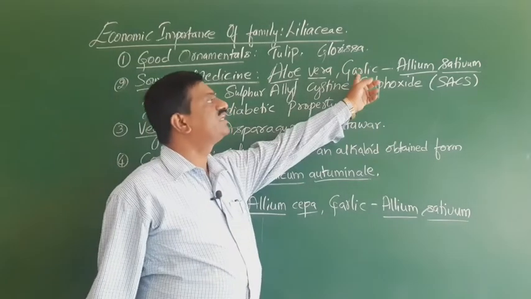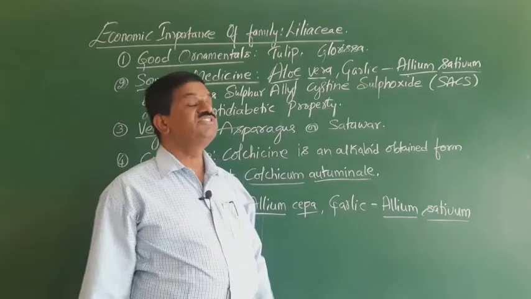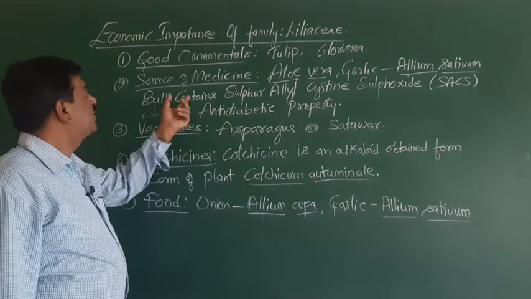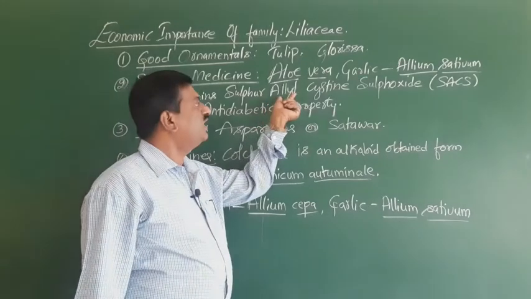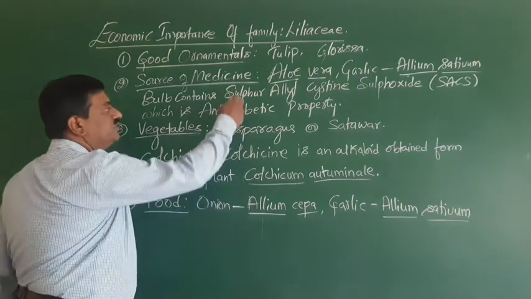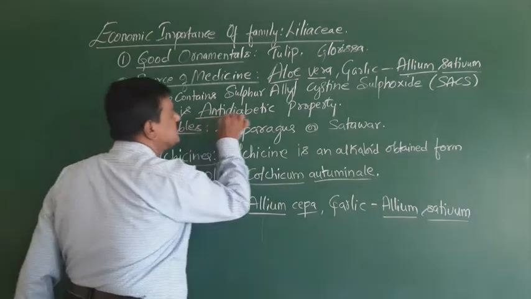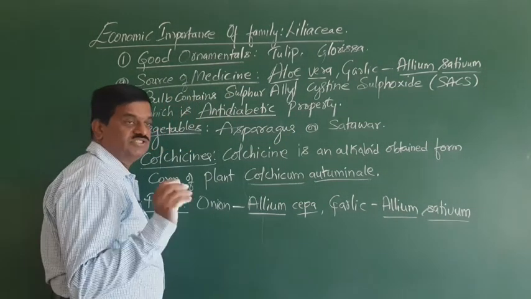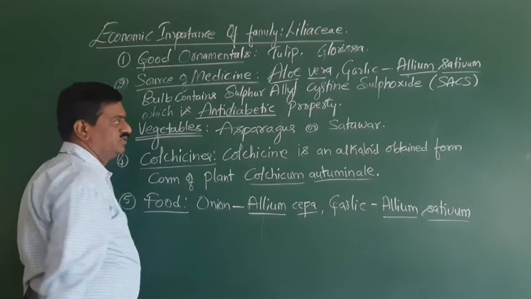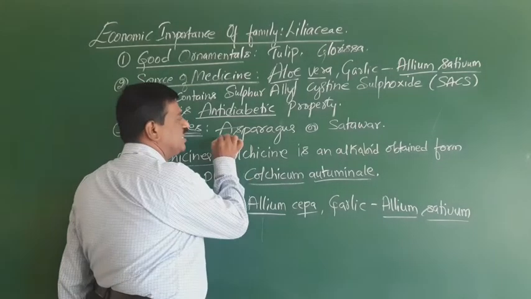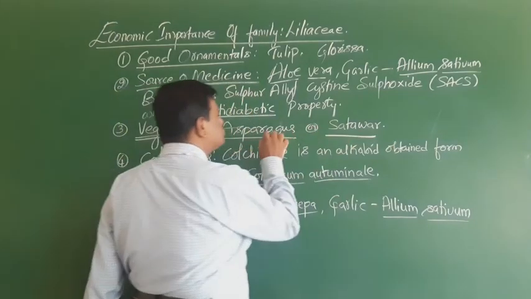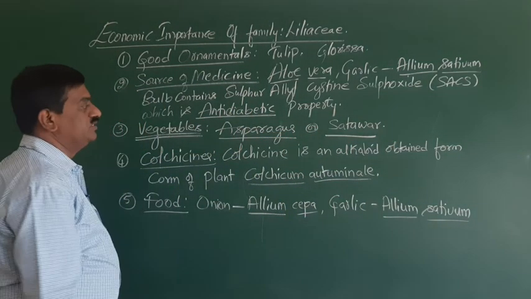The next one is garlic called as Allium sativum. So in this the bulb contains sulfur, allyl cysteine sulfoxide. So this drug or this chemical is called as antibiotic properties. So it is a antibiotic properties. Next one is vegetables. So in this vegetables, so one example is called as Asparagus sativa. So it is called as one of the vegetable asparagus.